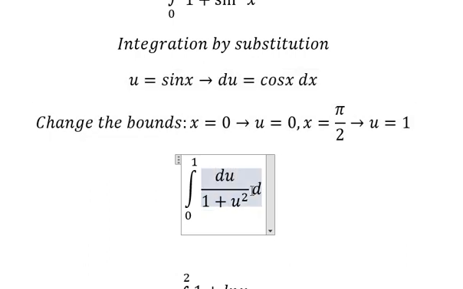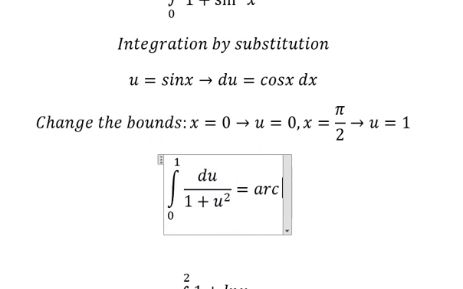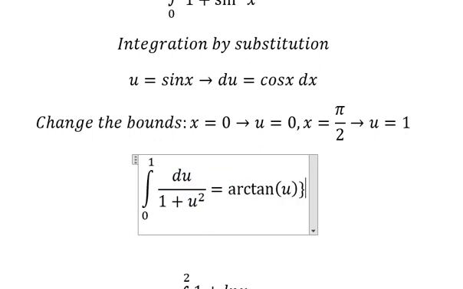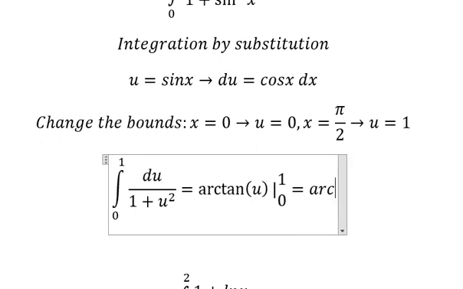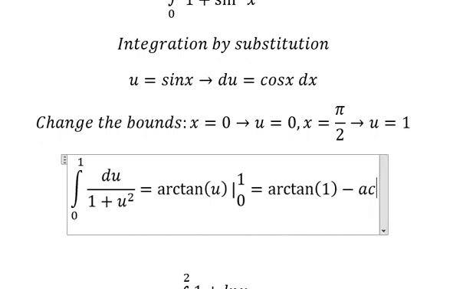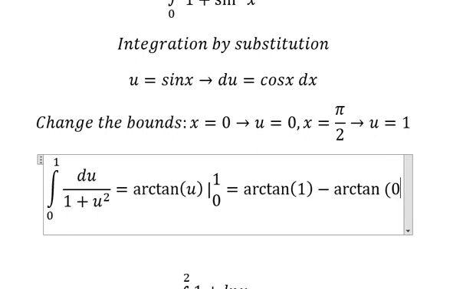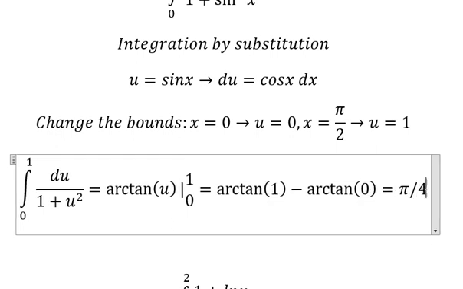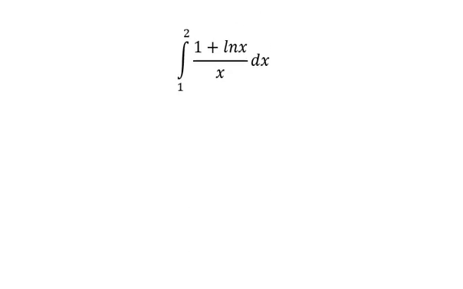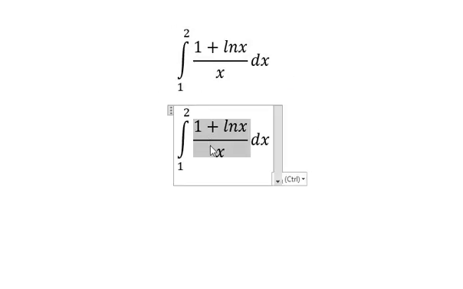The integration of this one we have arctan of u, and we put the bounds from 0 to number 1, and we have like this. And we have pi over number 4. And the last one, this one we can put like this.